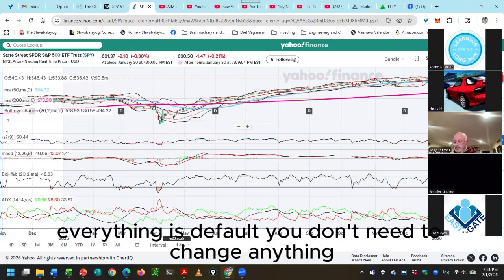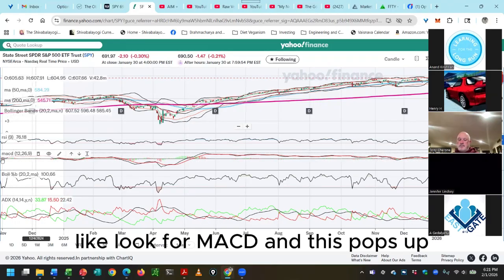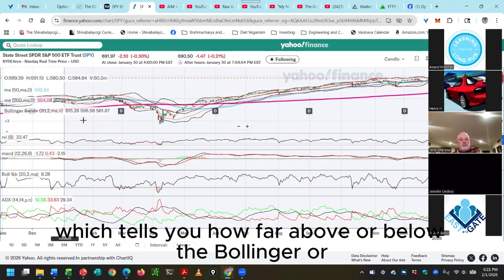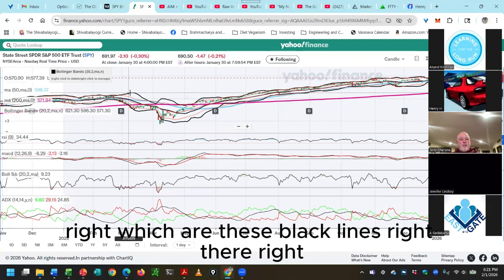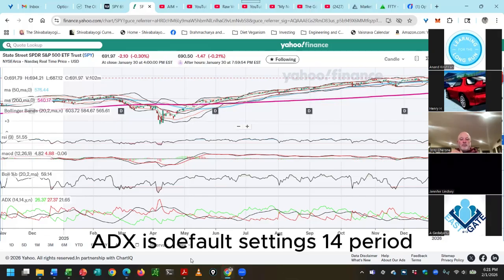MACD, everything is default. You don't need to change anything. Just look for MACD and this pops up. Then you have the Bollinger %B, which tells you where the price is in relation to the Bollinger Bands, which are these black lines right there. And then of course the ADX, again default settings, 14-period.